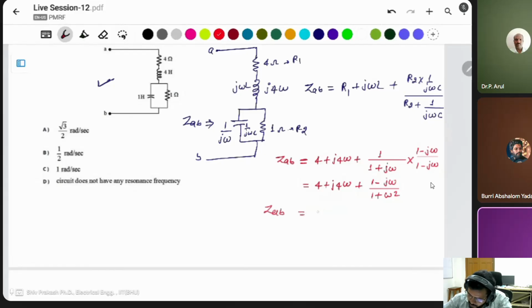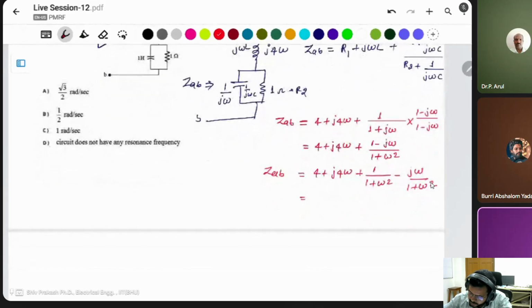Z will be 4 plus j4 omega plus 1 over 1 plus omega squared minus j omega divided by 1 plus omega squared. Take the imaginary part and the real part separately. Together this is 1 plus j, taking a comma, 4 omega minus omega divided by 1 plus omega squared.